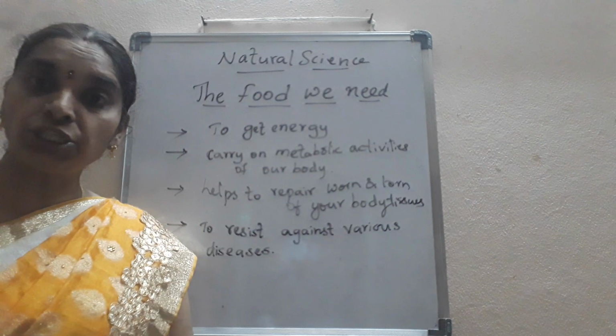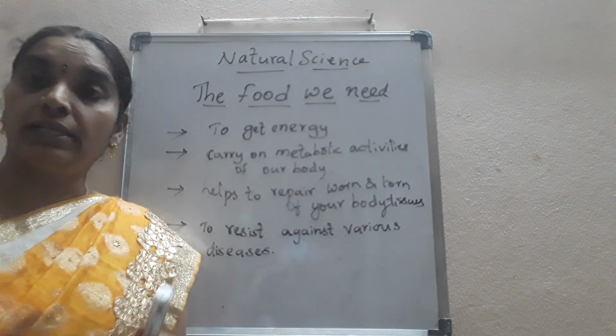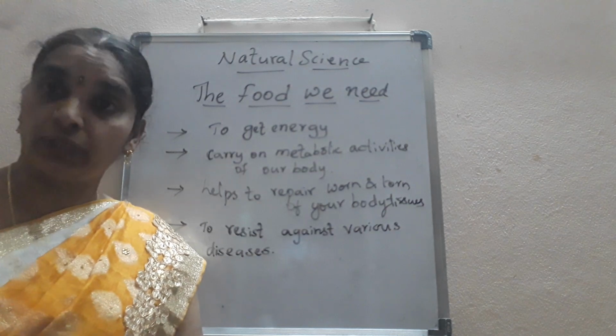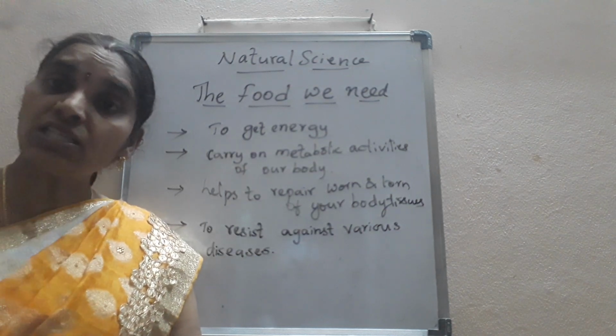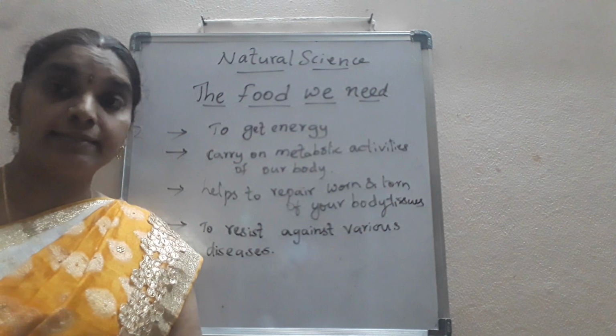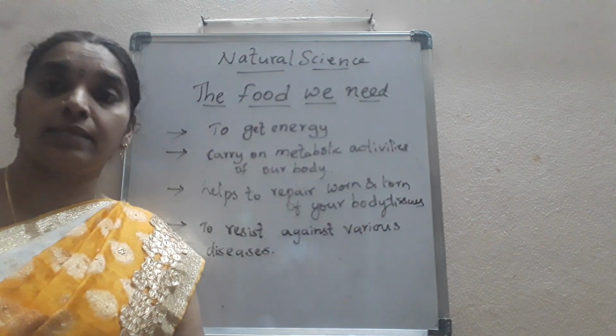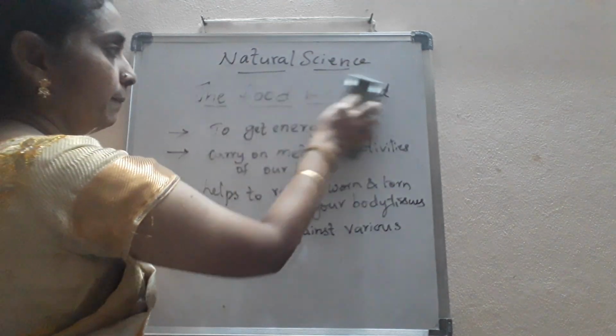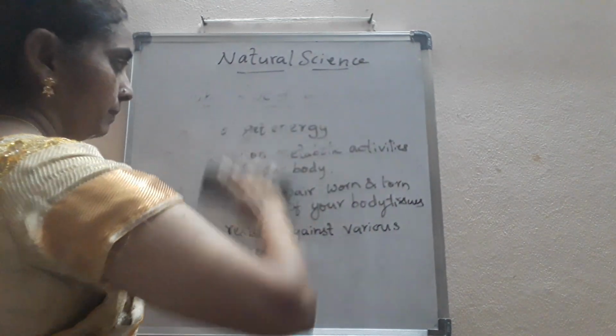Hope you have understood, children, now. Now the need for food, you know it. And from where do we get this food from? We get this food from, yes, plants and animals. You know very well that we get food from plants and animals.